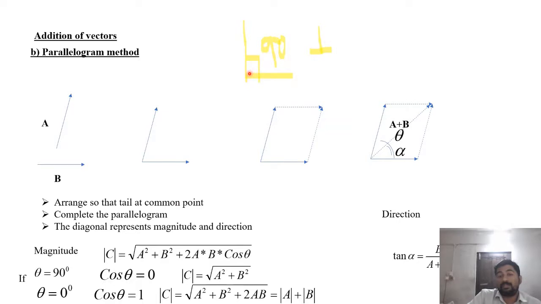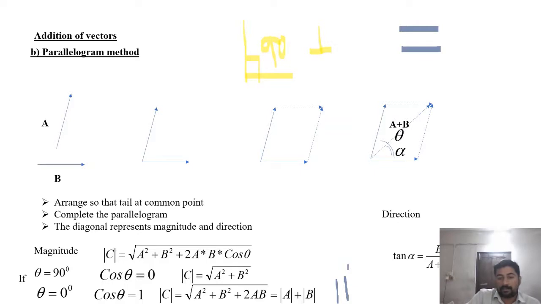these are coinciding, these are parallel. So these two vectors are parallel. Two vectors A and B are parallel, which means the angle is 0 between them. Which means cos theta is equal to 1. You substitute cos theta equal to 1 here, you will get A square plus B square plus 2AB.